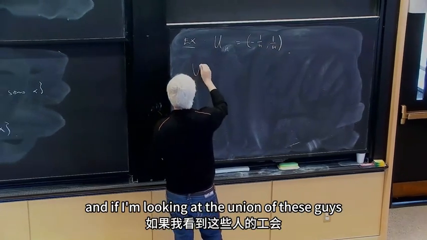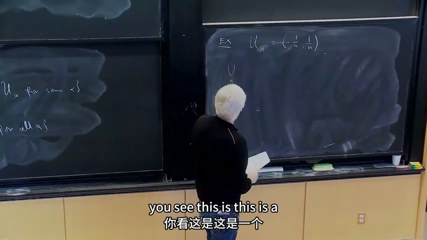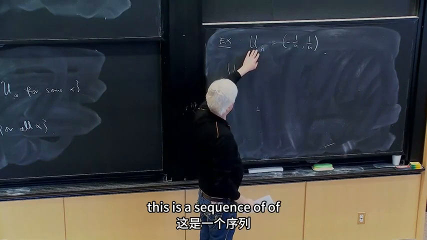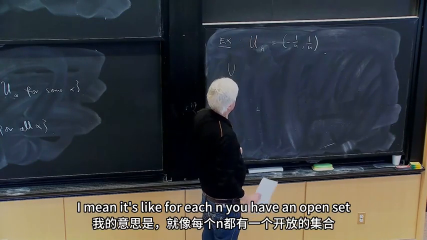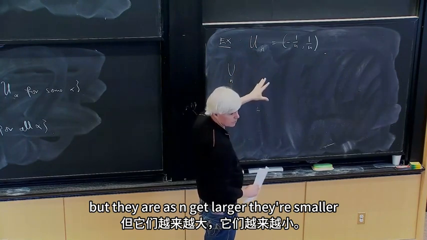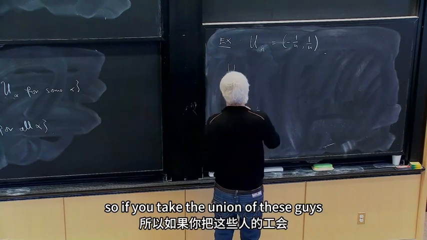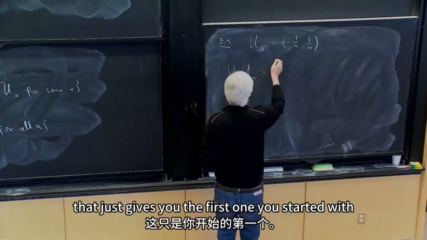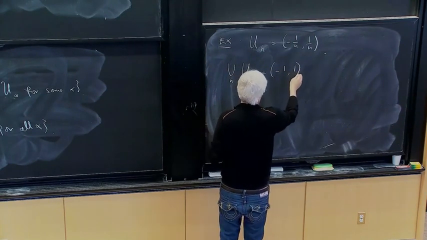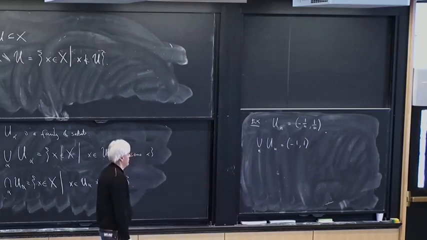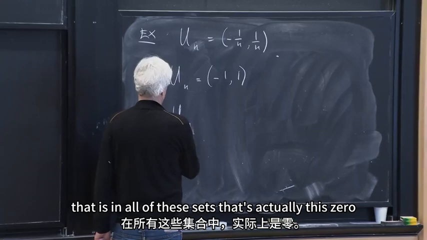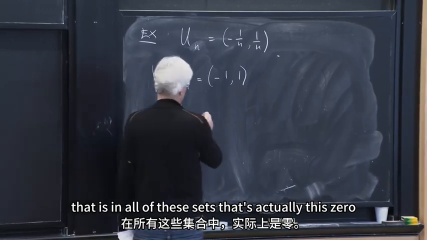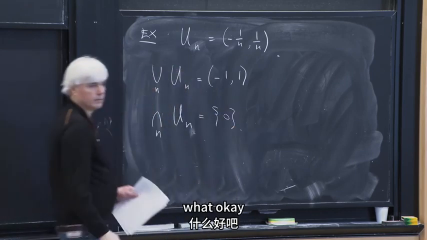And if I'm looking at the union of these guys, you see, this is a sequence of open sets, right? For each n you have an open set, but as n gets larger, they're smaller. The first one is the biggest one. So if you take the union of these guys, that just gives you the first one you started with. If you take the intersection of them, well, the only thing that is in all of these sets is actually the 0. Right. Okay.